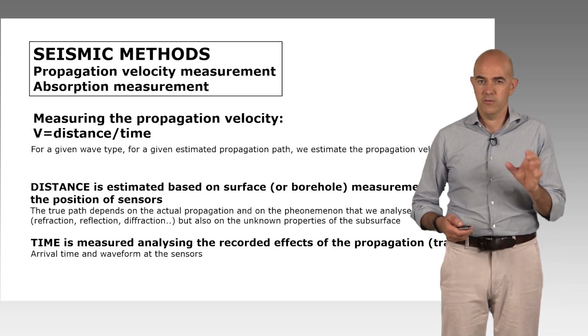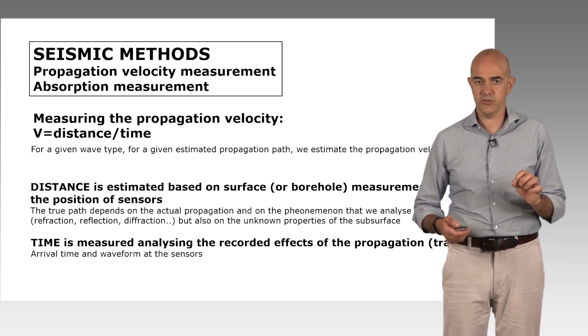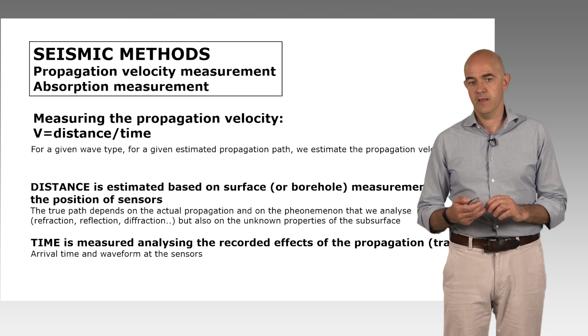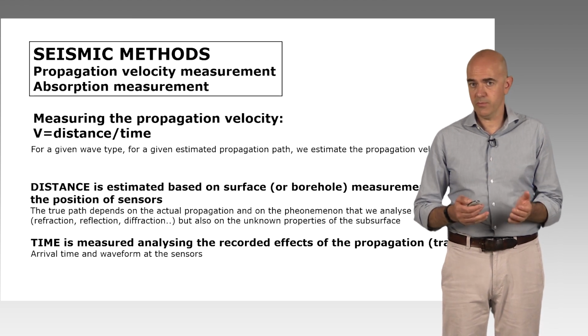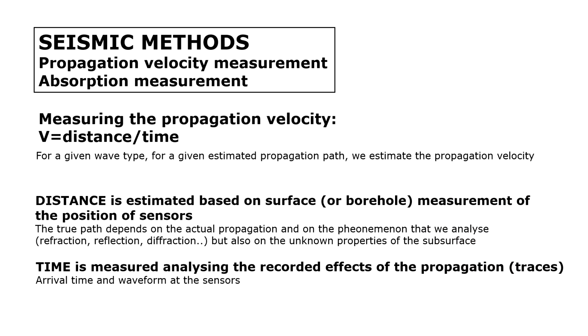The absorption represents the inelastic behavior of soils and is something that might be relevant in some site response simulation. Measuring the velocity essentially requires measuring the distance and the time. And for a given wave type, for example P or S, for a given estimated propagation path, because from the data we might understand that there's a refraction, but we do not know exactly the geometry of the layer which is refracting, we estimate the propagation velocity.